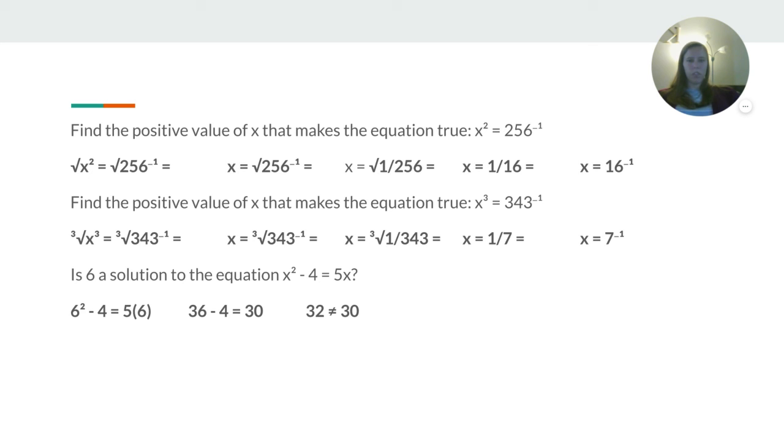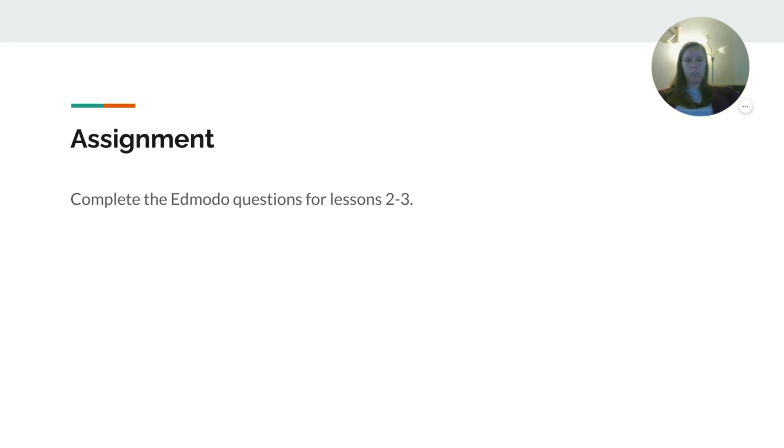Okay, so again, your assignment is to work on lessons 2 and 3 and the module questions. You can use a calculator to find these square roots or cube roots. You can also estimate. So maybe you know that 15 squared is 225, so 256 has to be more than 15, but it's not a whole lot more. So maybe you're going to try 16 times 16 or 17 or something like that. So you can do estimations like that to try and get to the right answer.